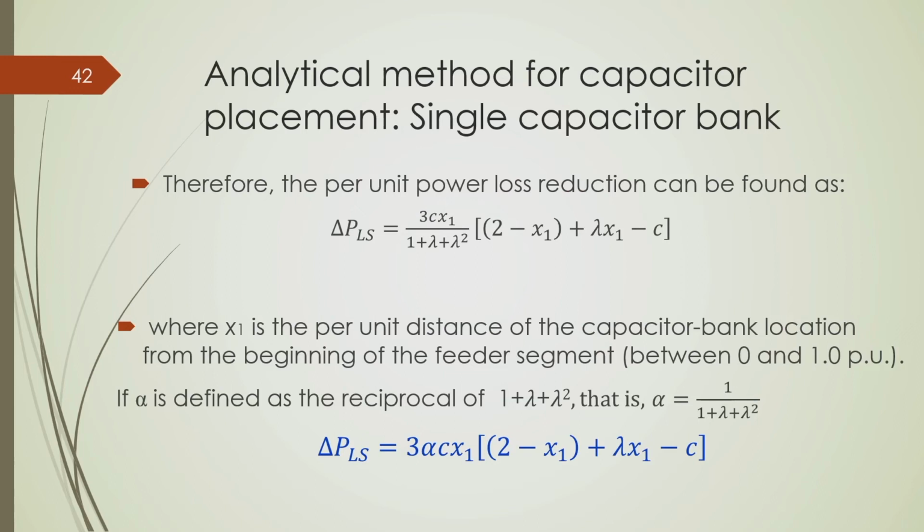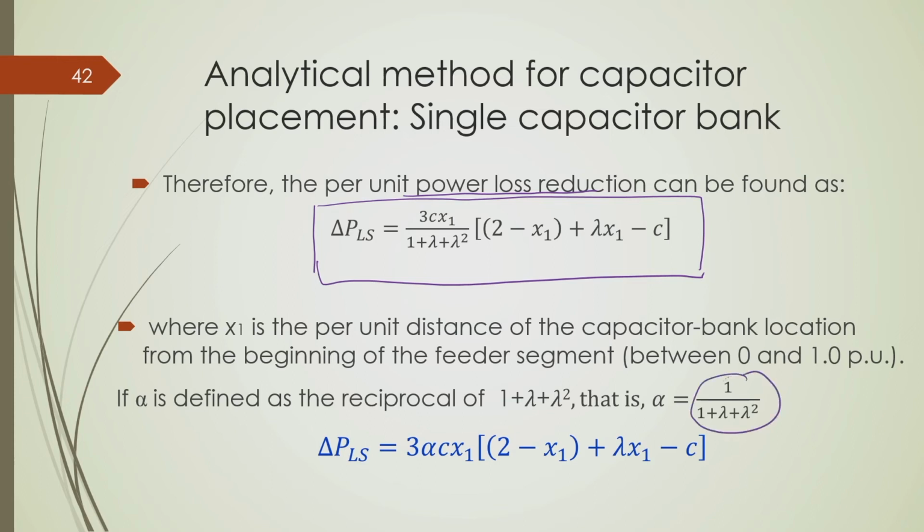Now, we represent this del PLS, that is per unit loss reduction, as a function of these two ratios, that is c and lambda, and we get this. Okay. And again we represent 1 upon 1 plus lambda square as variable alpha, and we further reduce this expression like this, which is representing per unit loss reduction.